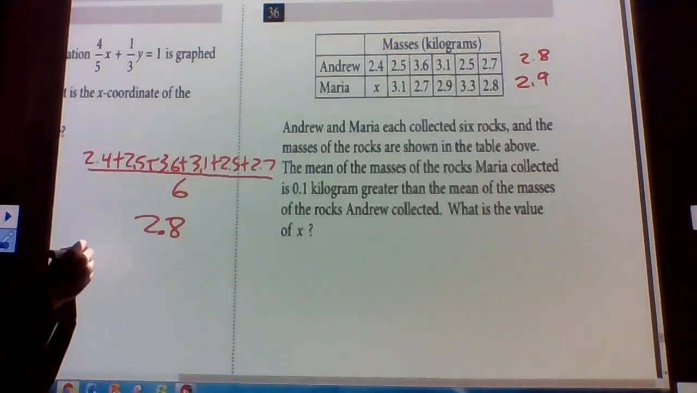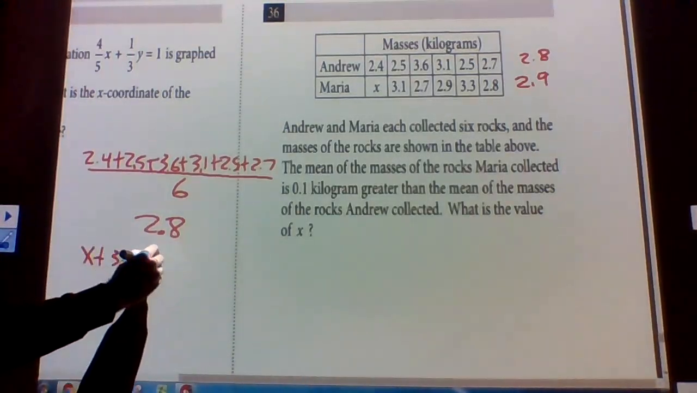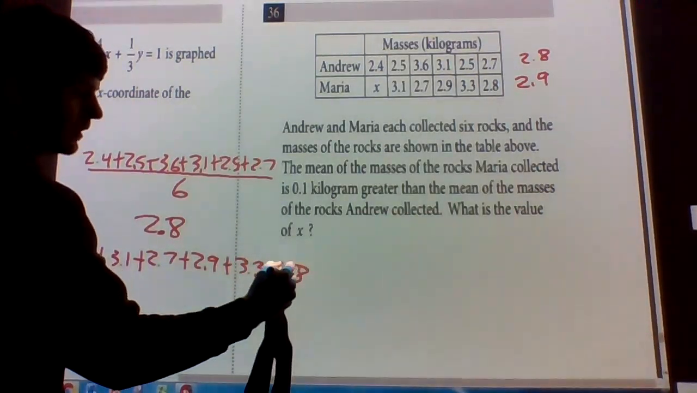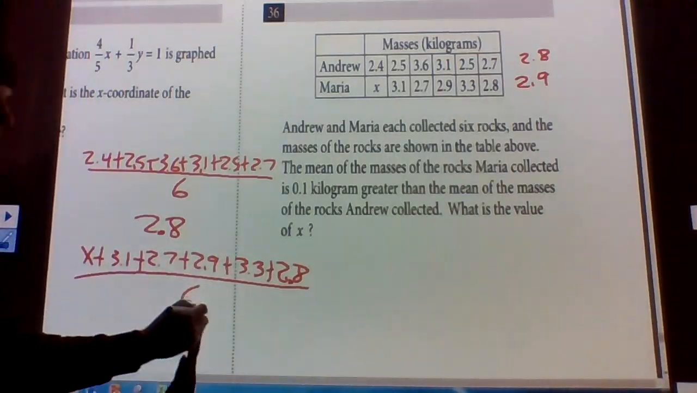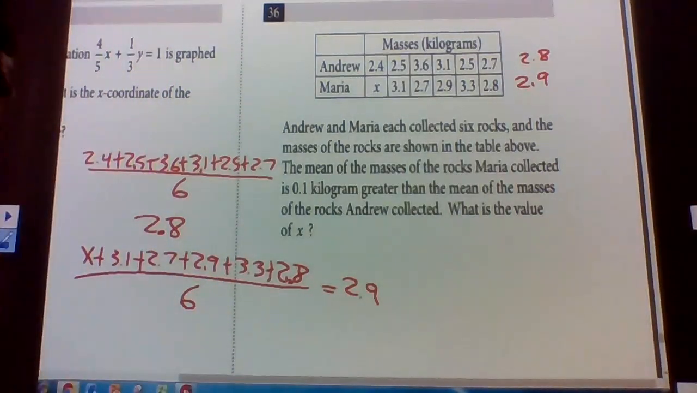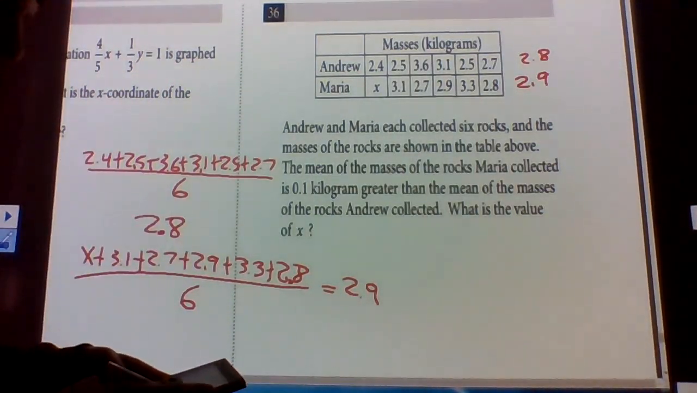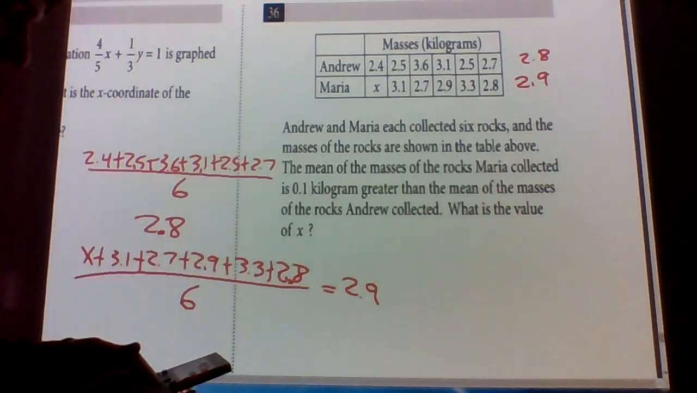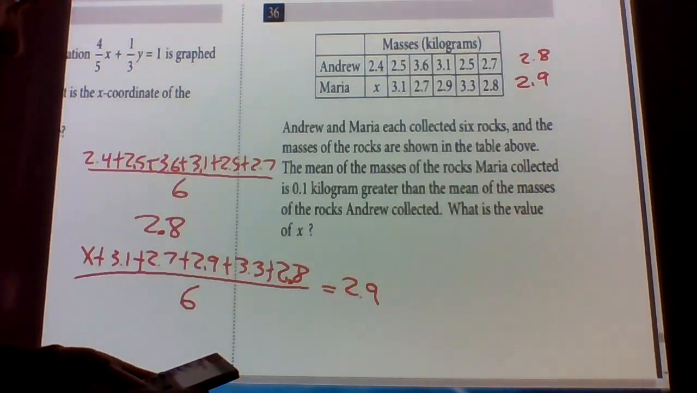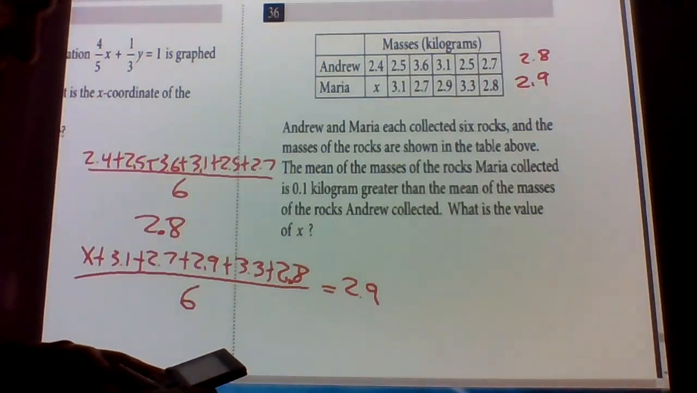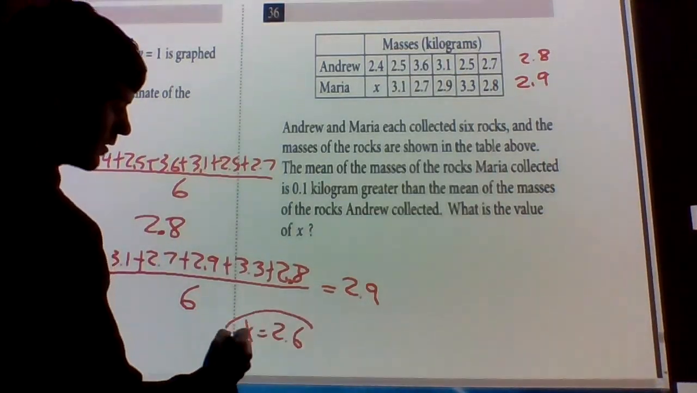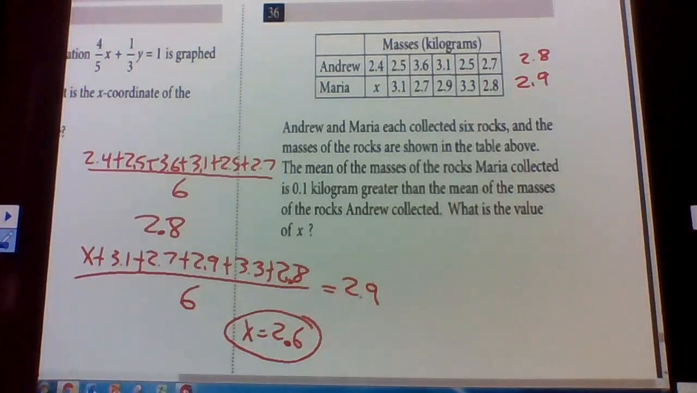Okay, so here we're going to have x plus 3.1 plus 2.7 plus 2.9 plus 3.3 plus 2.8, divided by 6, is going to equal 2.9, because her average is 2.9. So then we can do 2.9 times 6, and that's 17.4, and then we can subtract all these. So minus 3.1, minus 2.7, minus 2.9, minus 3.3, minus 2.8, and we get x to be 2.6. Yep. All right, 2 more.